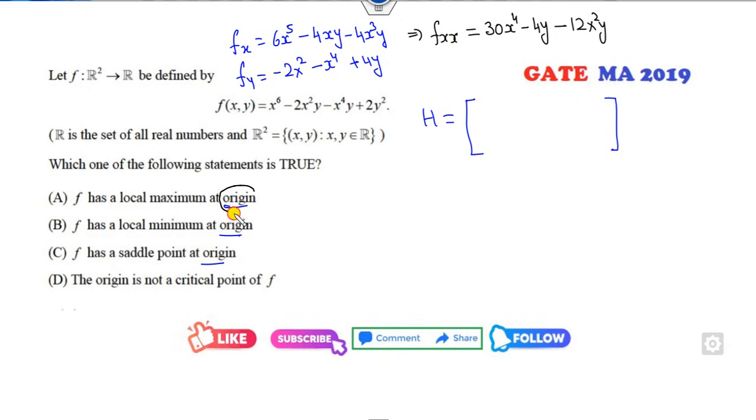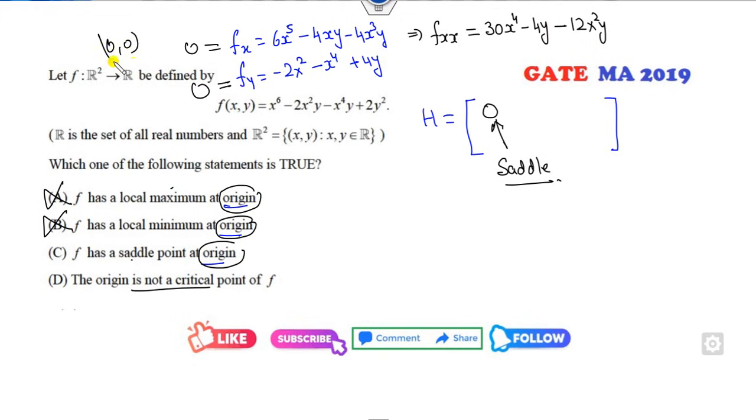So clearly say at the point of the origin, what is the value of this? 0. So once the first value will be 0, what does it mean? It's a saddle point. So it has a local maxima cross, minima cross, origin is not the critical point. Clearly say 0. If I substitute this as 0, clearly 0 and 0 satisfied. So C is the right answer of the problem.